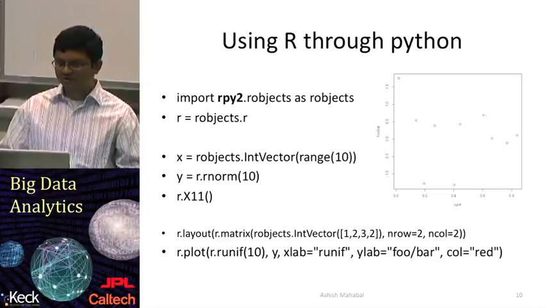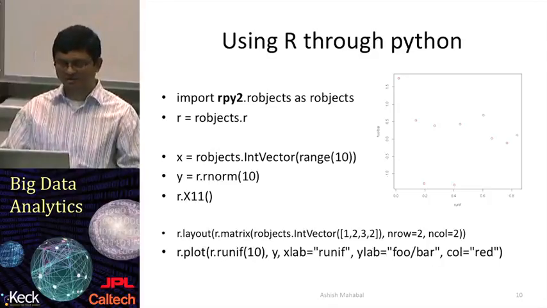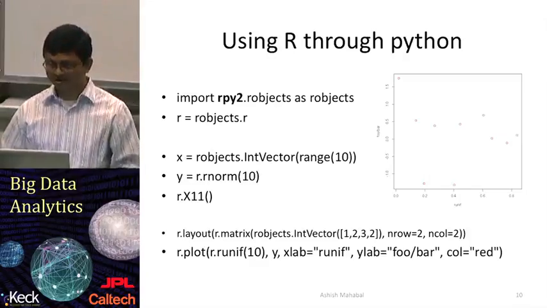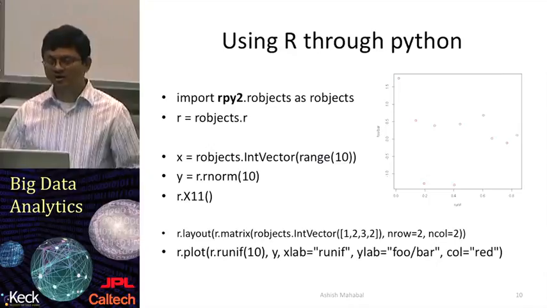So x equal to robjects int vector range 10 gives you the first 10 numbers there. And r.rnorm. rnorm is the familiar R function that we have seen many times. We are simply taking 10 numbers out of that and calling x11 to plot it later on. So this functionality of using R through Python is also possible, and with NumPy you can use it in a very effective manner.